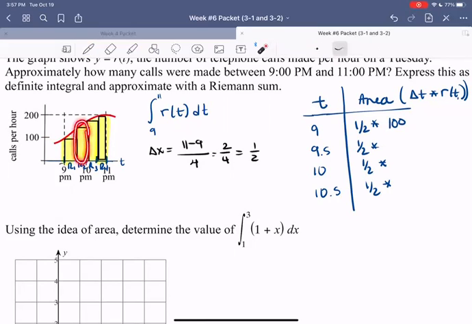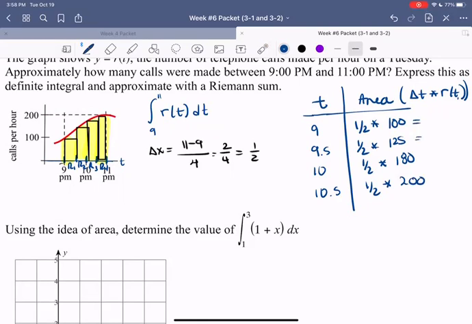Over rectangle 2, our calls per hour is about here. That's about 125. Our next rectangle goes up to here. That's maybe 180. We have 180. Then our final rectangle all the way up at the top looks like it's about all the way at 200.